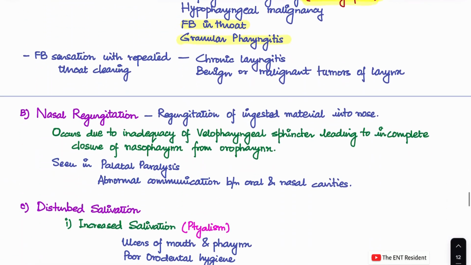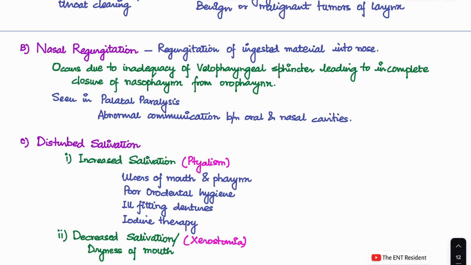Second symptom is nasal regurgitation. Nasal regurgitation means the regurgitation of ingested food into the nose. And this occurs due to inadequacy of the velopharyngeal sphincter, leading to an incomplete closure of nasopharynx and oropharynx. And so, since there is a communication remaining between the oropharynx and nasopharynx, the contents of the oropharynx are entering into the nose. This can be seen in cases of palatal paralysis or any case of abnormal communication between the oral and nasal cavity.